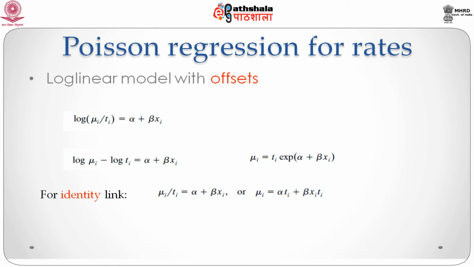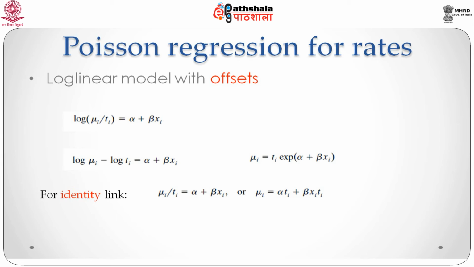This can be expressed as log of mu i minus log of t i equal to alpha plus beta x i, or log of mu i equal to log of t i plus alpha plus beta x i. So the term log of t i is something which occurs in the regression equation, but it does not have an unknown coefficient. Such a term occurring in a regression is called an offset. So Poisson regression for rates is essentially the log linear model, but it contains an offset.